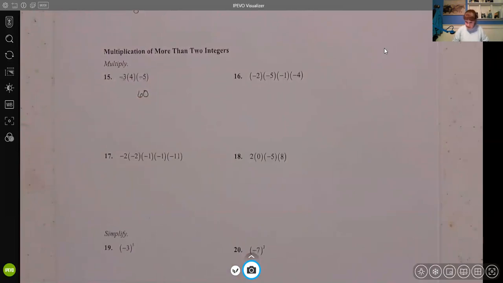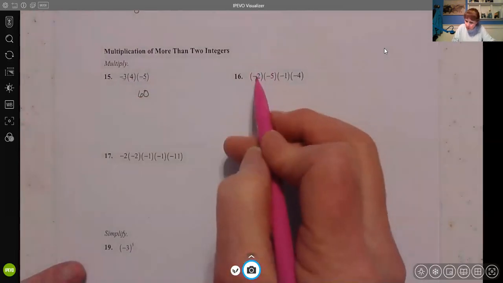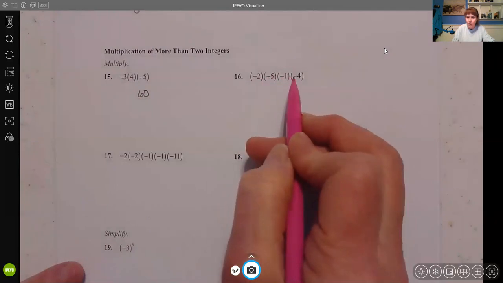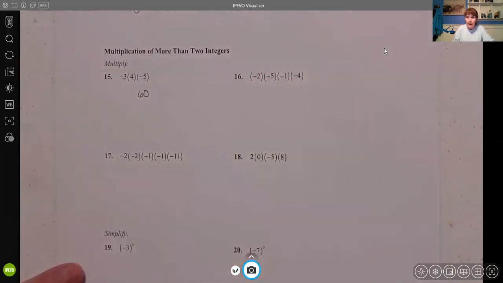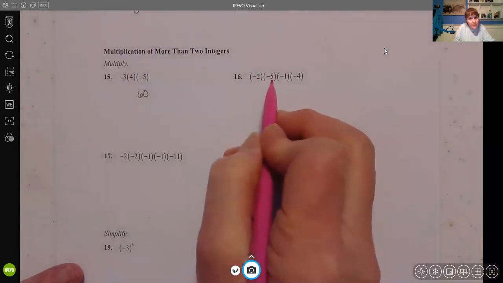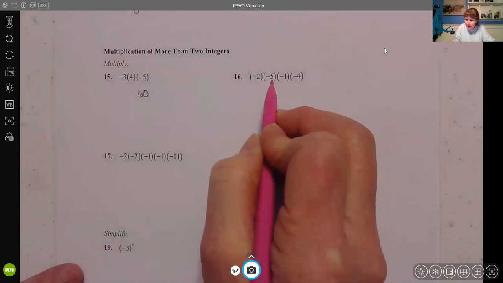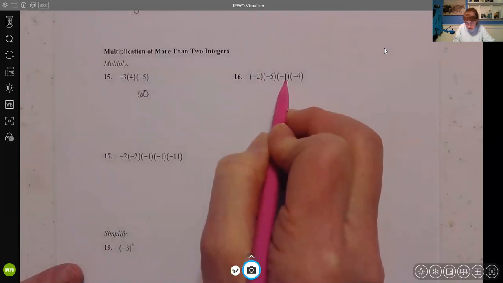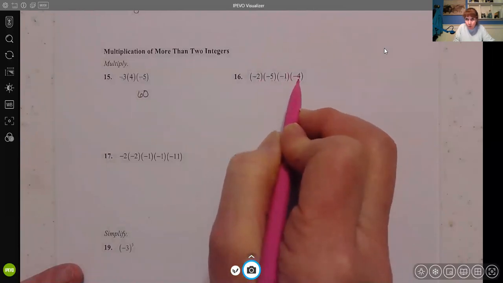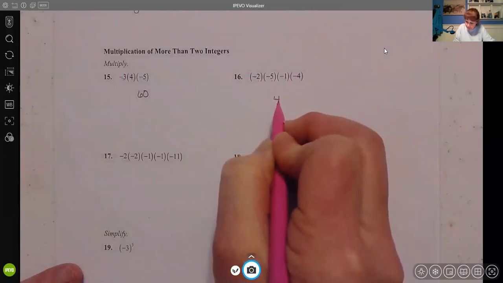Okay, let's look at the 16. Count the negatives. 1, 2, 3, 4. 4 is even, so my answer will be positive. So let's go ahead and multiply them, knowing that my answer is positive. 2 times 5 is 10. Times 1 is 10. Times 4 is 40.